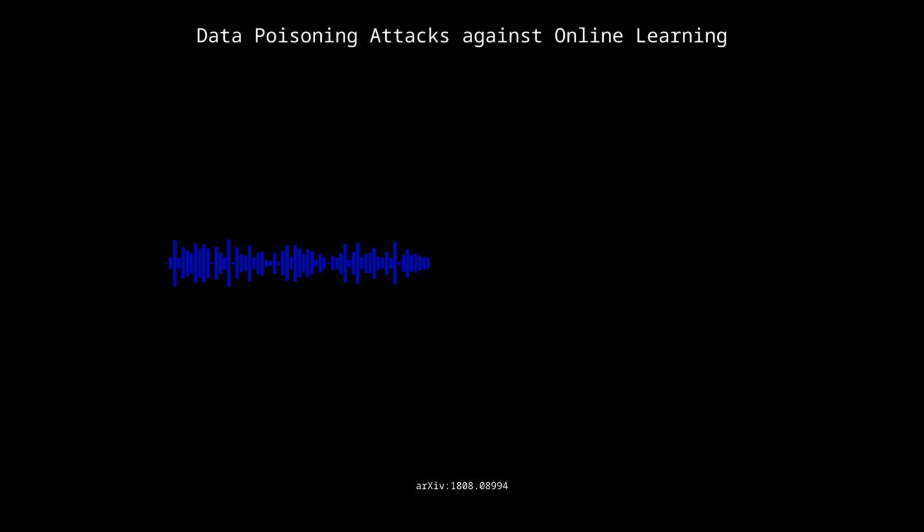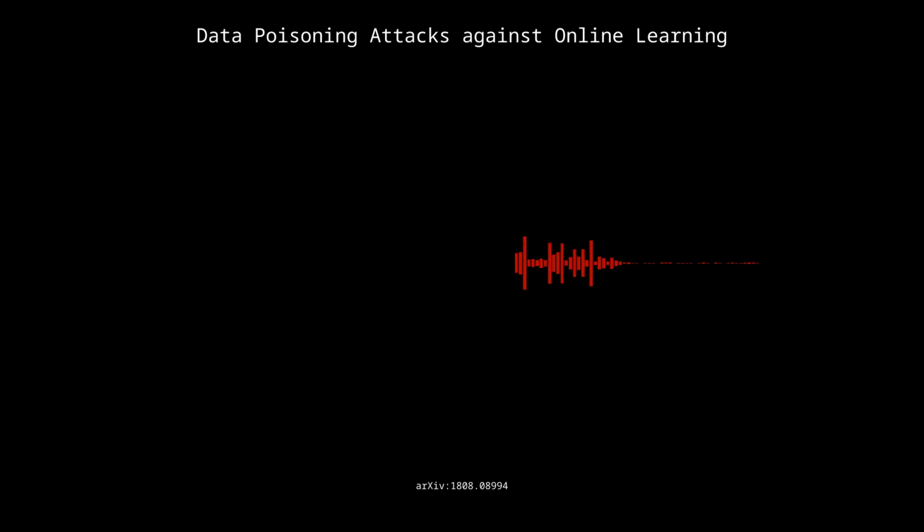Now, before we get into the methods themselves, let's talk about the adversary. We're working with this assumption of a white box adversary. So what does that actually mean? In this setting, the white box adversary is assumed to have complete knowledge of the learning algorithm, the model parameters, the data stream, even the defenses that are in place. So they basically have full visibility, pretty much full access to the system.